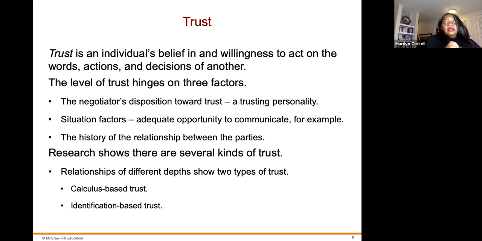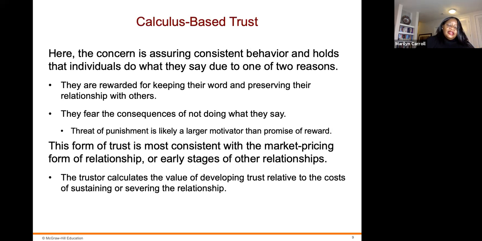Research shows that there are several kinds of trust. So relationships of different depths show two types of trust: calculus-based trust and identification-based trust. So calculus-based trust, here the concern is a consistent behavior, which holds that individuals do what they say they're going to do for one or two reasons.